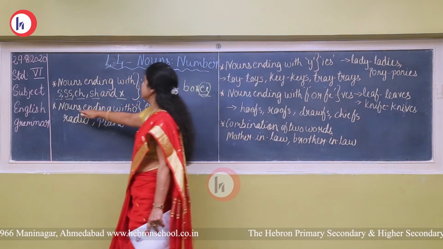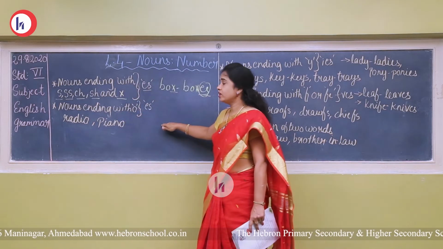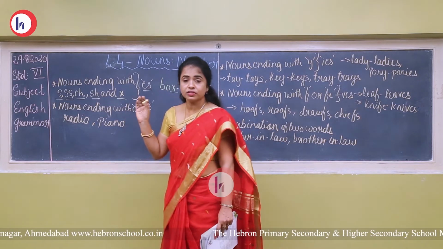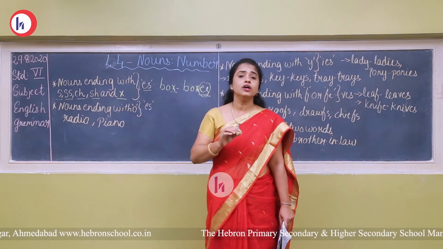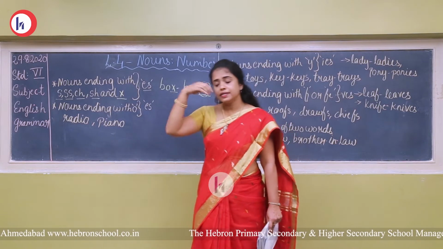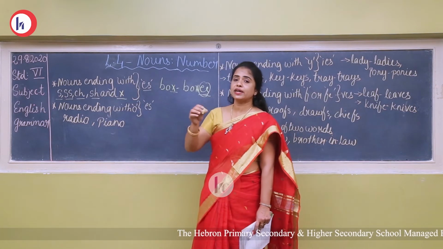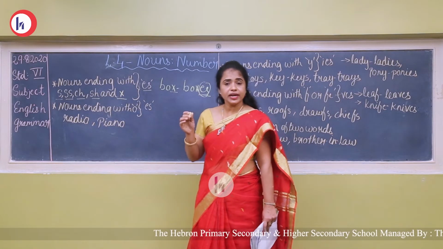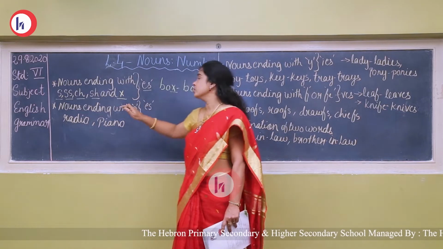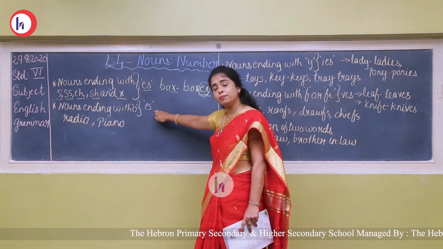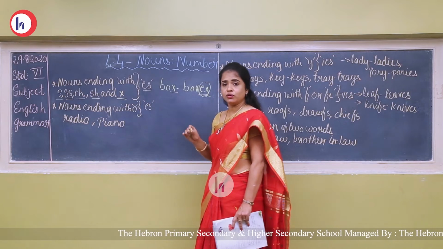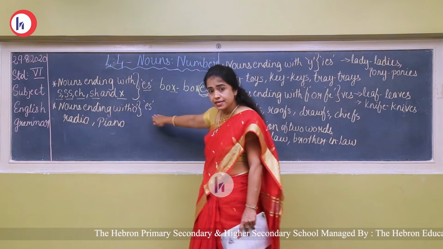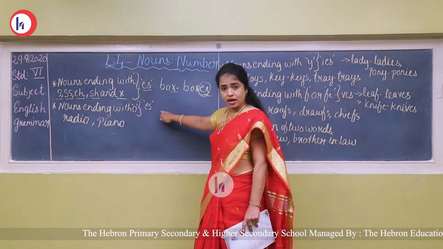The second rule is nouns ending with O. What if your noun ends with O? Again put an ES. For example, you can take mango. The noun mango ends with the letter O. So what you have to do is just put an ES at the end. Mangoes, MANGOES. Similarly cargo. It is also ending with O, CARGO. So you will put an ES at the end, and your plural is formed. Similarly tomato, potato. For all nouns ending with O, you need to put an ES at the end to form the plural.